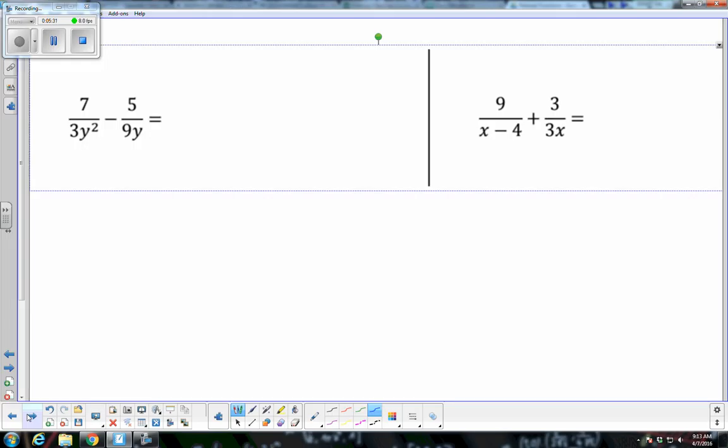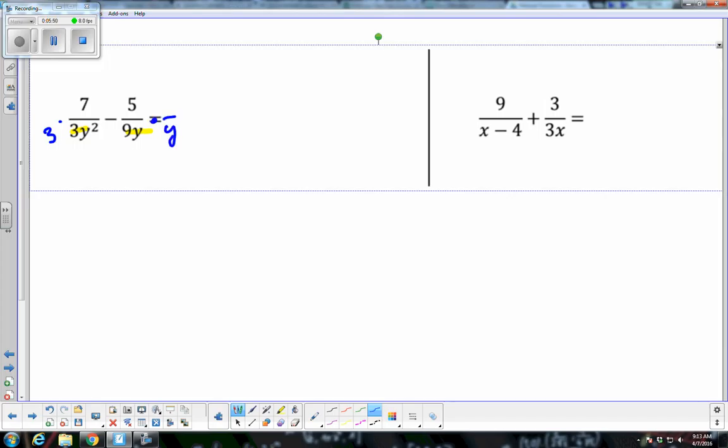So if you look at this example, what do these two right here have in common? Well, if I look at it, I got a 3 and we have a 9, so you would think I need to multiply this guy by 3. That would make sense. And then this guy only has a y, but I need a y squared, so I'll multiply him by y.